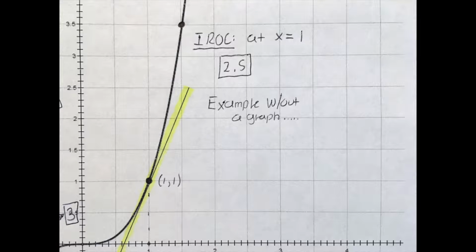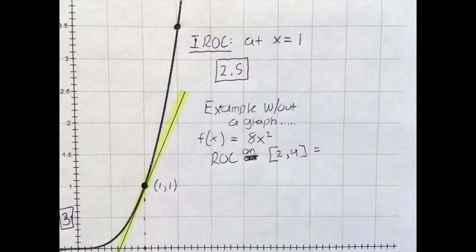So try one of these without a graph, just using the interval 2, 4, and your equation f of x equals 8x squared.